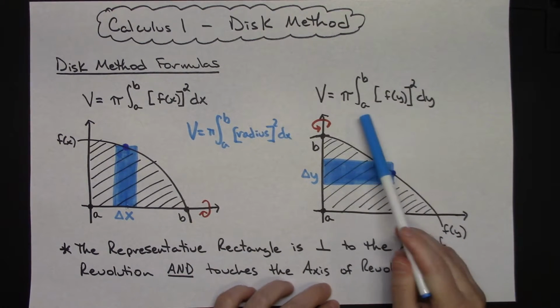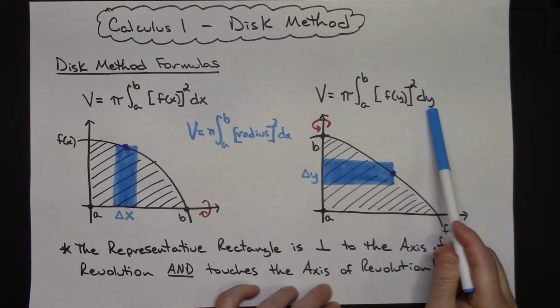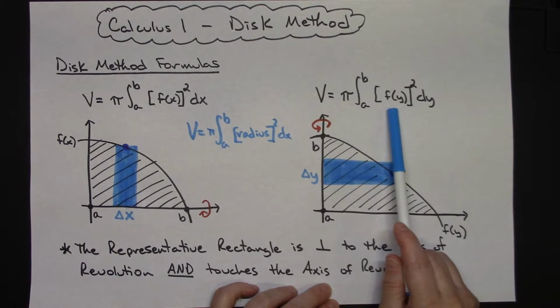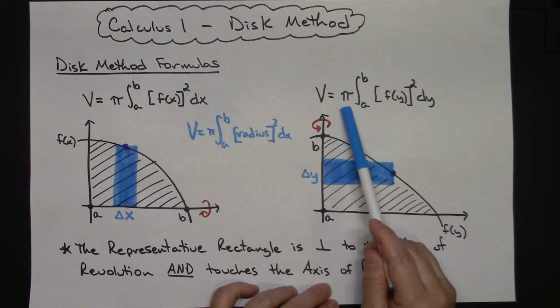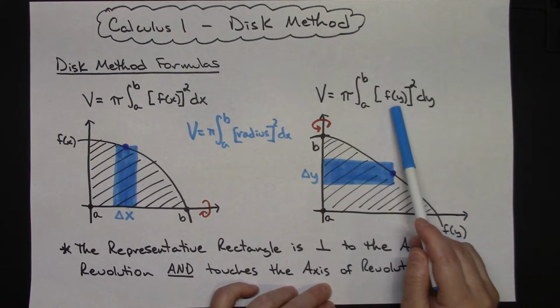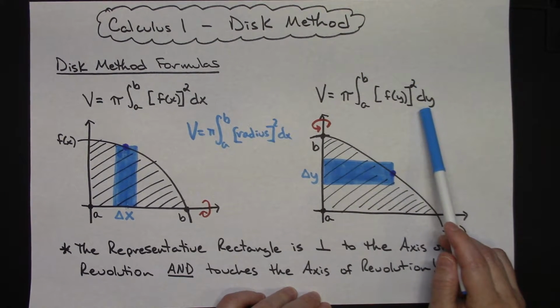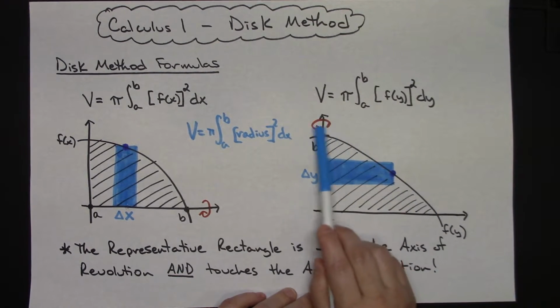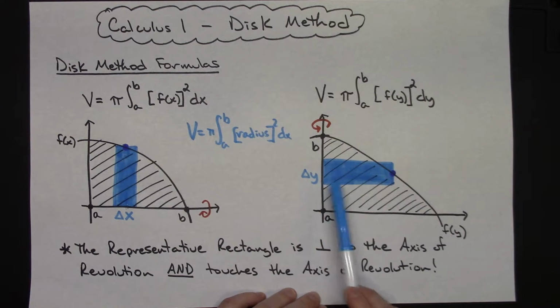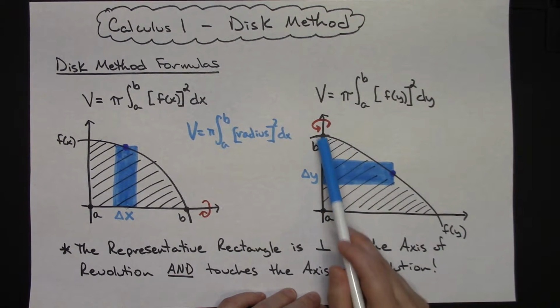Okay, now over here, this is just rewritten in terms of y. If my function's in terms of y, then the formula still remains the same: pi times the integral from a to b of f of y squared dy. So here's my curve, but this time I'm revolving around the y-axis. My limits of integration are going to come from the y-axis, from a to b.